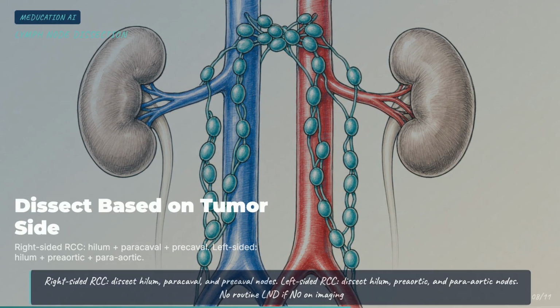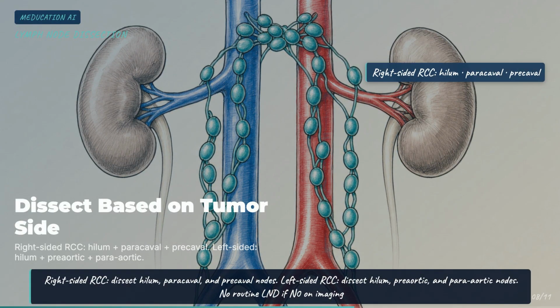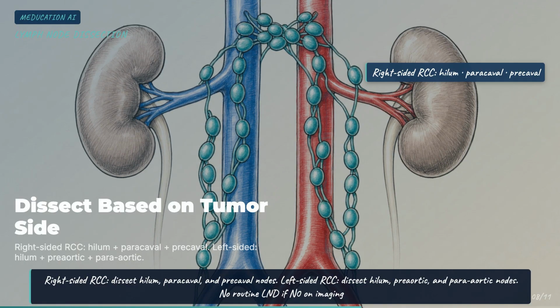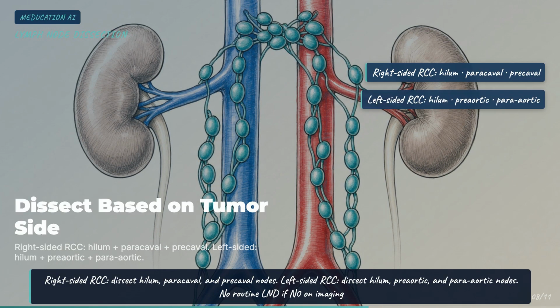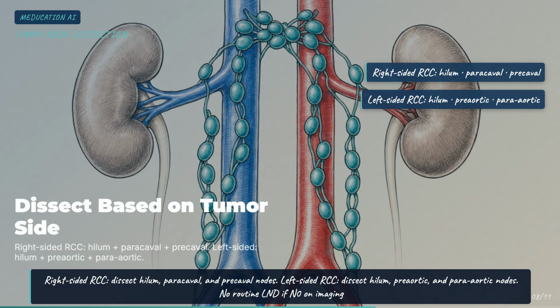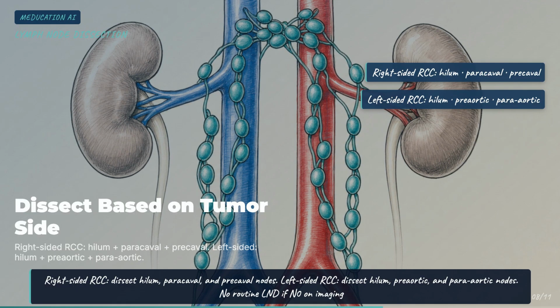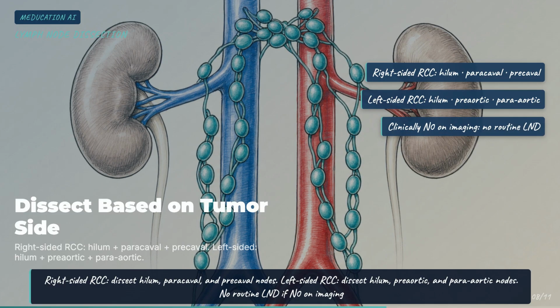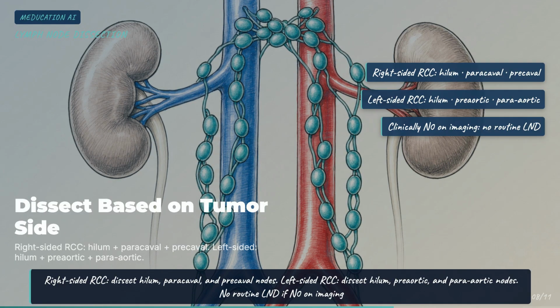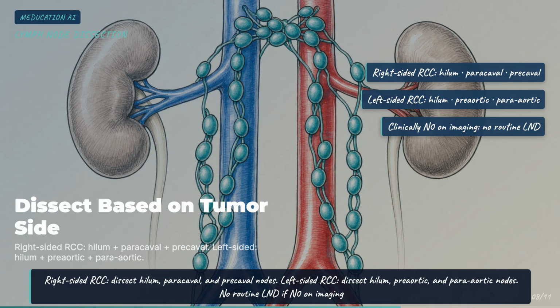When nodes are enlarged on preoperative imaging or palpable at surgery, a formal lymph node dissection is indicated. For a right-sided tumor, nodes at the hilum, paracaval, and precaval chains. For a left-sided tumor, nodes at the hilum, preaortic, and paraaortic chains, extending from the crus of the diaphragm to the aortic bifurcation. Clinically, N0 disease on preoperative imaging does not require routine dissection.